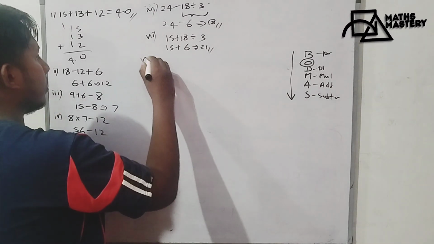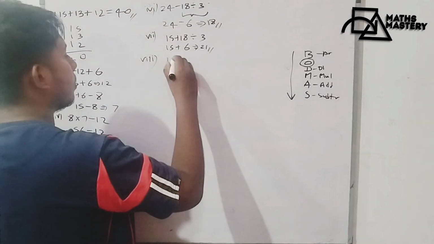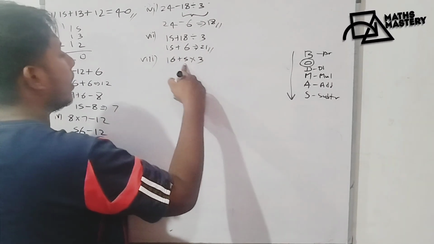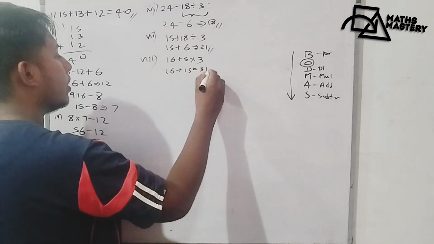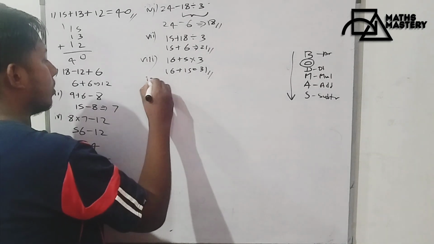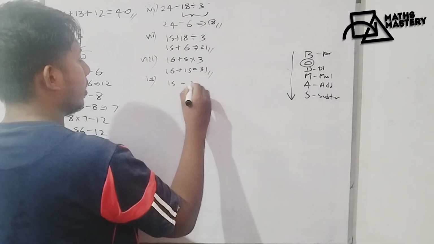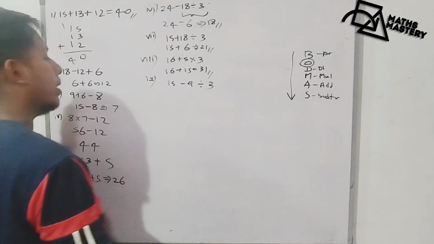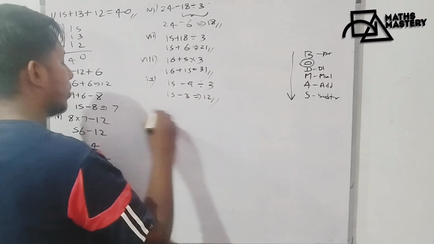Question number 8. 16 plus 5 multiplied by 3. 5 times 3 is 15. 15 plus 16, if you add, you'll get 31 as the answer. Question number 9. 15 minus 9 divided by 3. If you divide 9 by 3, you'll get the answer 3. 15 minus 3, the answer is 12.